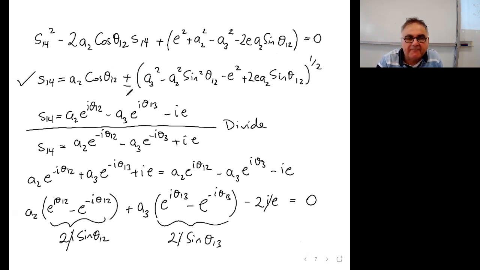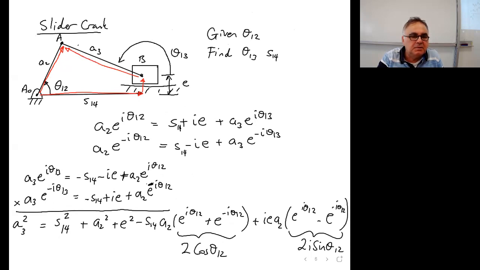So, on the other hand, there are other possibilities, like in the slider crank. You can write, for example, the horizontal distances, like you can write S14 is equal to A2 times cosine theta 1, 2, and A3 times, again, cosine theta 1, 3. Add them up. And then you can write an expression for the vertical. And from there, you can just solve as we have done before. It gives you the same thing. Okay.